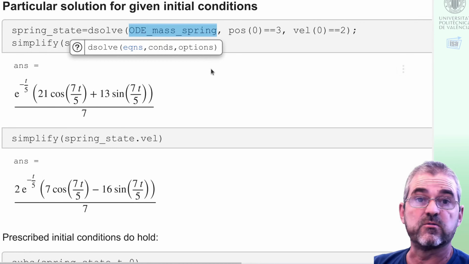If I call the command with the ODE to be solved and I tell it the initial position and initial velocity, then it computes the integration constants and gives me this expression for the position and this expression for the velocity, which of course, if I substitute time in this particular solution by 0, then I get initial velocity of 2, initial position of 3, as required in my problem statement.